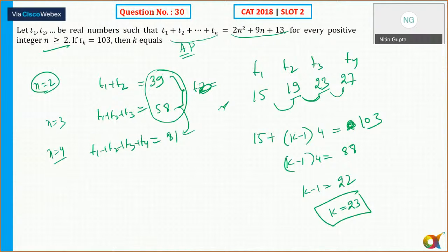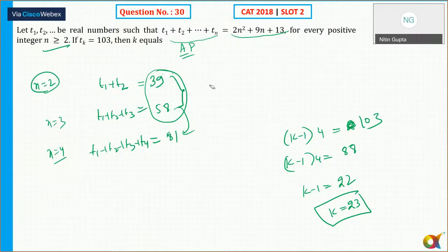Okay, I think I made one mistake here. Okay, I did this wrong. Just wait. The values we have calculated, all of them are right. If I take the difference of these two, I'll get T3. Remember, I'll get T3, not T2. 58 minus 39 will give me T3, which is equal to 19, guys.